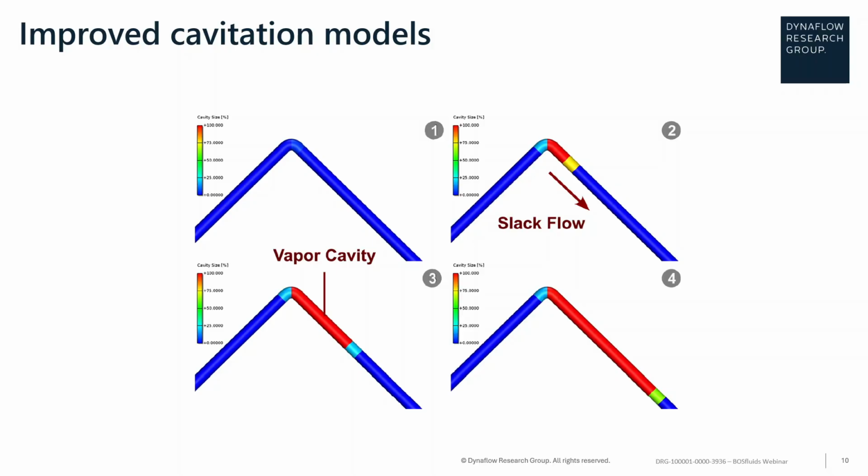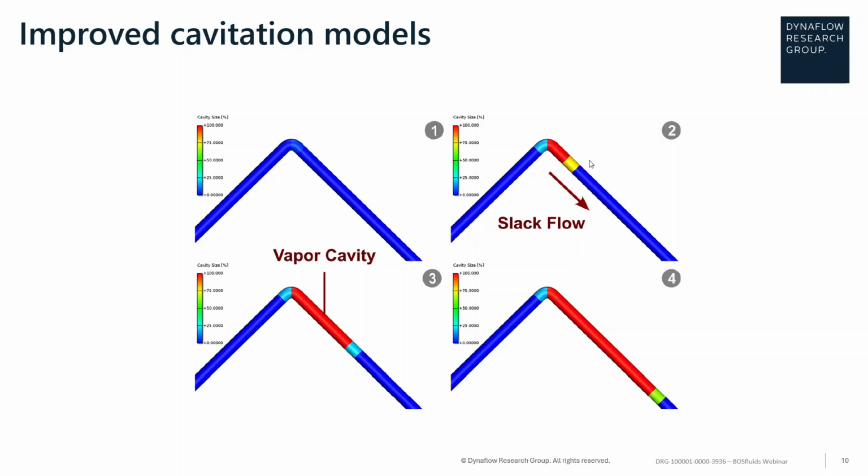But for this particular example, where you have a very small flow going from left to right over here, initially there's a flow here, so the pressure drops away. You'll start creating this vapor cavity over here, and the cavity will grow. But what would happen in the previous versions of BOSfluids is those bubbles would be transported downstream, where they would form continuously here and collapse there, giving you a very chaotic behavior.